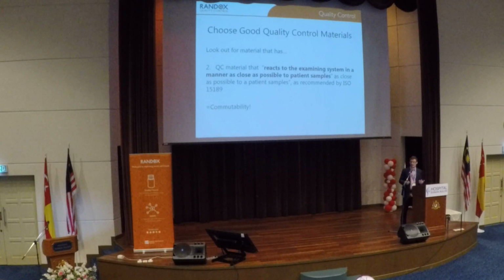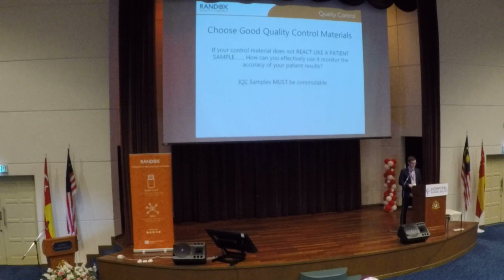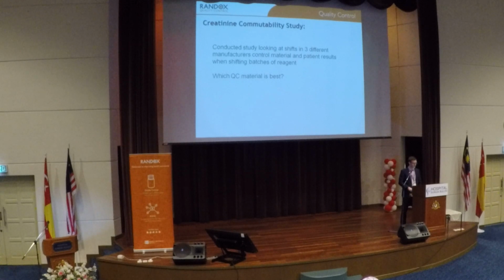So the idea here is if you're going to be testing human patient samples, you want to use human controls. It just makes sense. If you're testing human patient samples, you wouldn't use a bovine control or some other kind of animal-based control to test your system. So basically your control needs to react in the exact same way, and your IQC should be commutable. So we've got a couple of case studies.